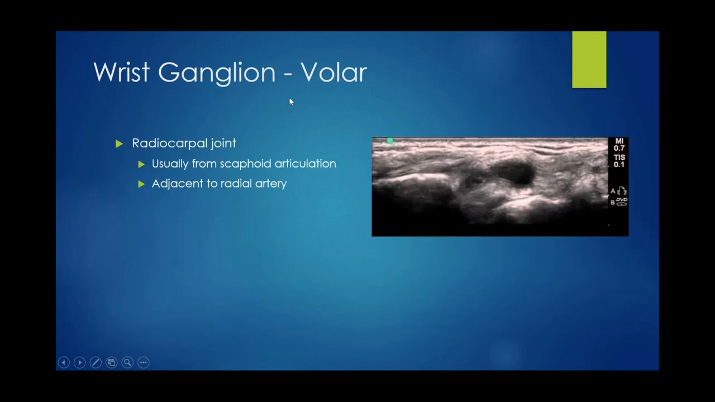Along the volar wrist, you may also see ganglion cysts. These usually arise from the radiocarpal joint on the radial aspect of the wrist and are often either adjacent or wrapping around the radial artery, making them much more difficult or potentially inappropriate to aspirate. When I see these and they're wrapped around the radial artery, I'm usually referring them to surgery for direct decompression.